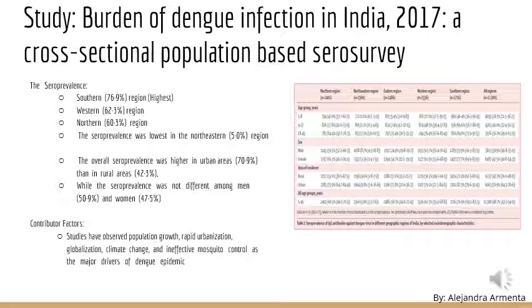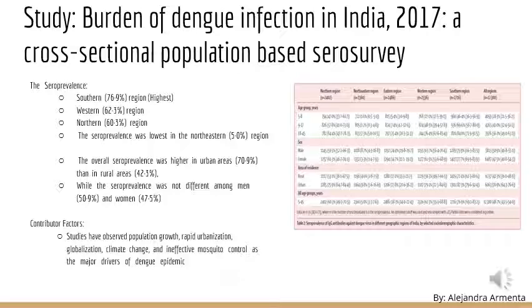In the study, the seroprevalence was highest in the southern region with 76.9%, followed by the western region with 62.3%, and the northern region with 60.3%. The seroprevalence was lowest in the northeastern region with 5%. If you take a look at the table on the right, you will see all this information on the All Regions tab.